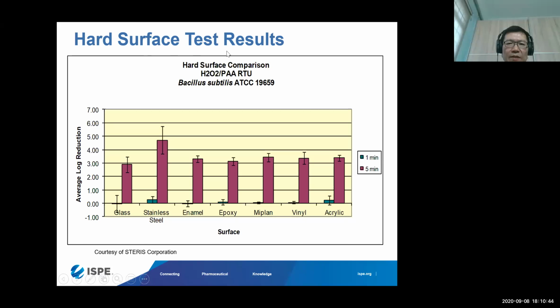This is the hard surface test results. This is the hard surface test using the hydrogen peroxide and peracetic acid blend on Bacillus subtilis. You can see the different substrates here. At 1 minute it is not effective. You need to have at least 5 minutes contact time in order to achieve at least a 2-log reduction. This basically shows you the efficacy can vary across different kinds of substrates, clean room substrates.